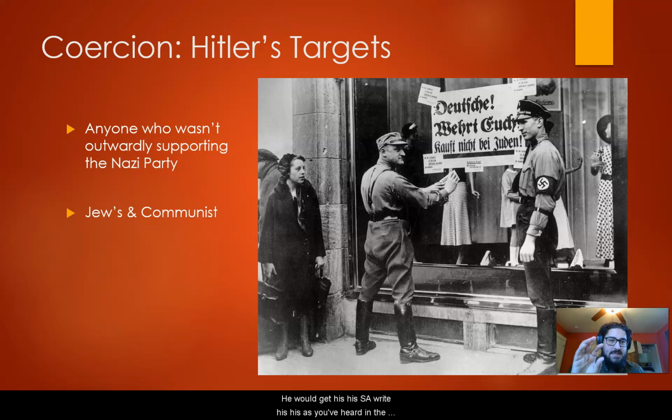The second way that he would target these communities is like this. He would get his SA, as you've heard in the previous lectures, to go about and start labeling businesses, go about and start marking and targeting certain areas to criticize them, but also help get people to start thinking about him. Because when they see these gentlemen here, these Nazi Party members, putting up these sorts of signs, it's leaving a clear message.